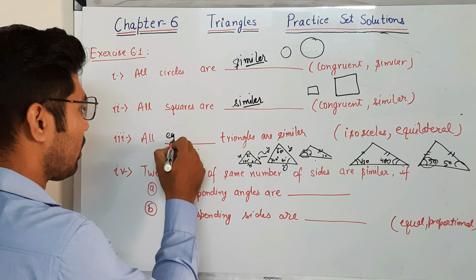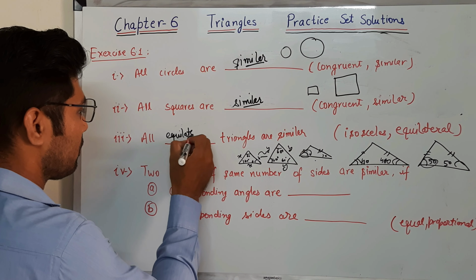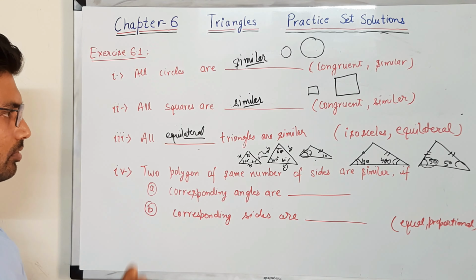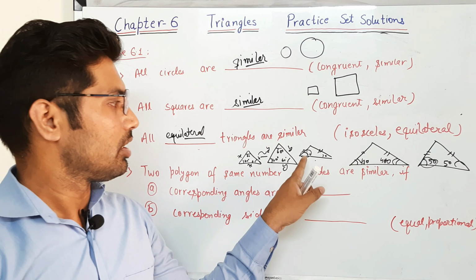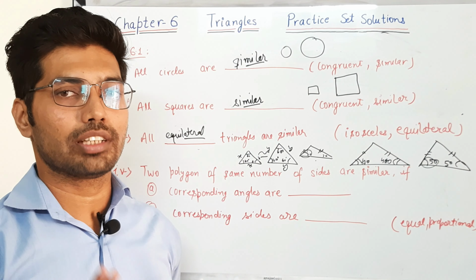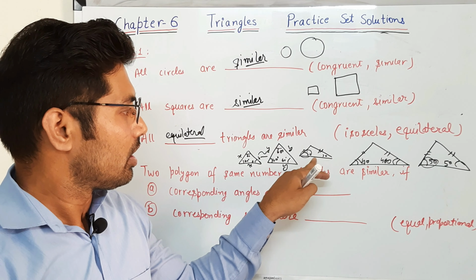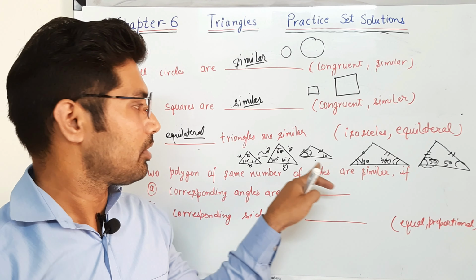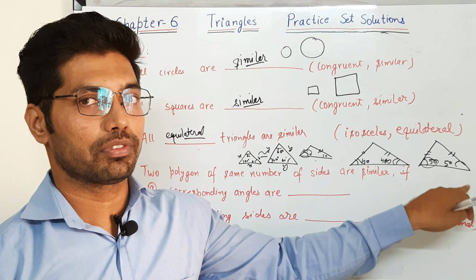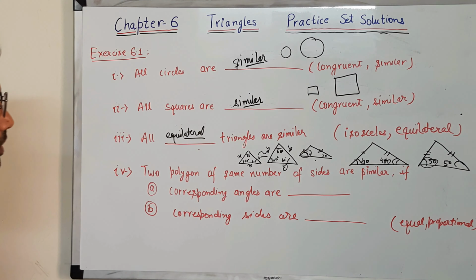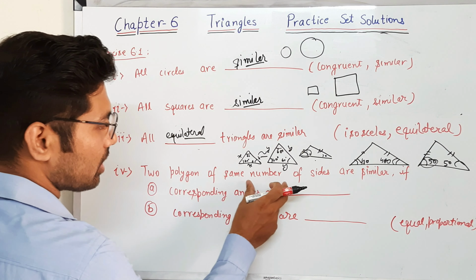So all equilateral triangles are similar. Isosceles triangles are not similar because the angles are different. Two angles are the same in one triangle, but these angles can be different: it is 20-20 here, 40-40, 50-50. But in an equilateral triangle all angles are the same, so this way equilateral will come. Now, two polygons of the same number of sides.